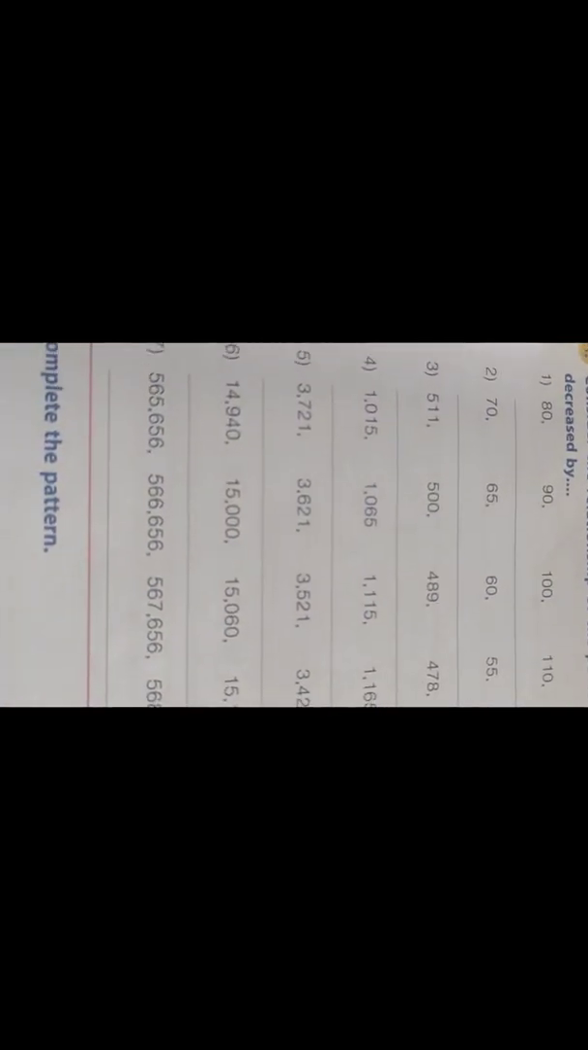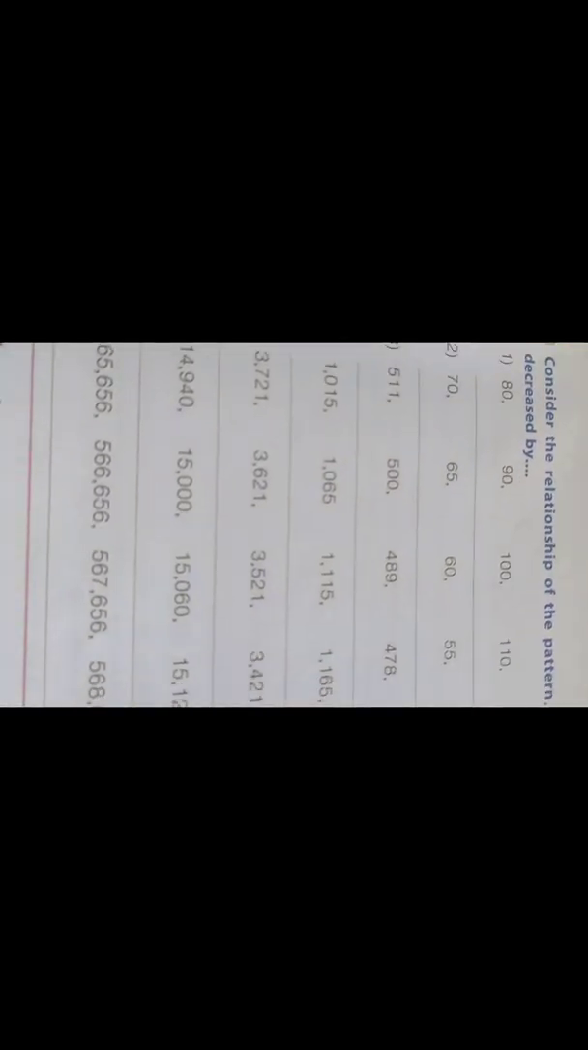Now let's move to page 29, where we have the exercises 29 and 30. So exercise 1. Consider the relationship of the pattern, increased by or decreased by. So you have to find it. The book didn't give you. So let's look at number 1.